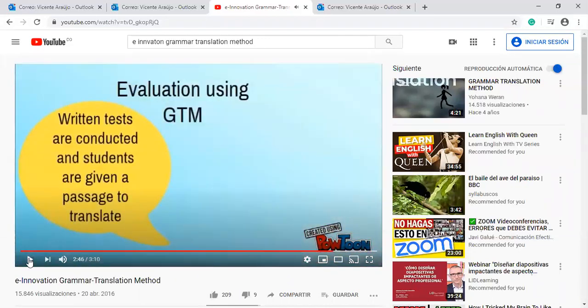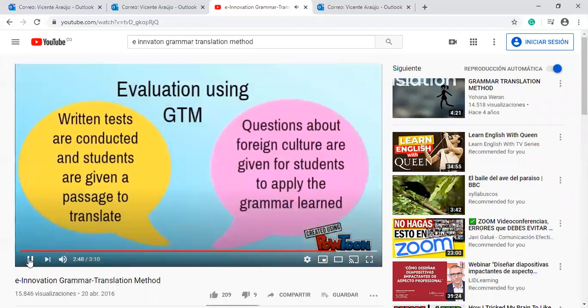Okay, so now, how can you evaluate? Written tests are conducted and students are given a passage to translate. Questions about foreign culture are given for students to apply the grammar learned. Questions about the culture.